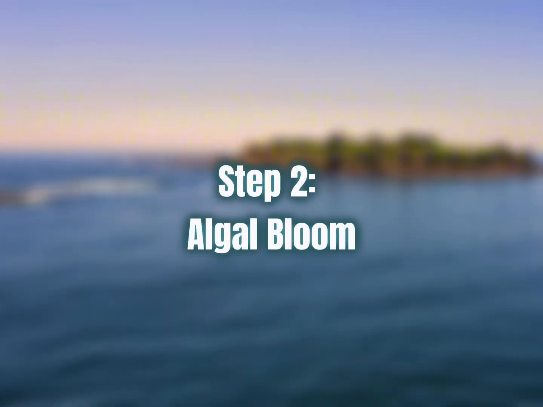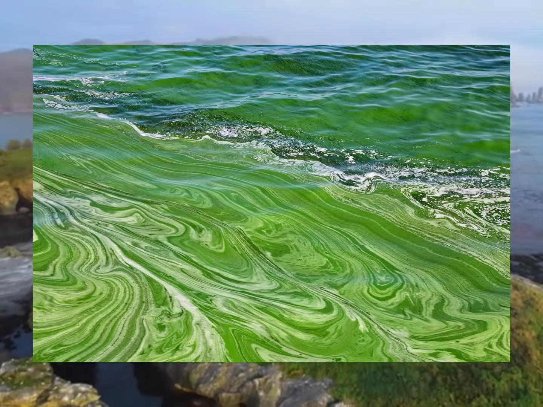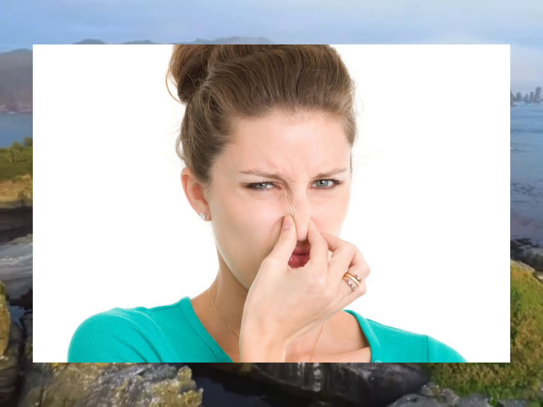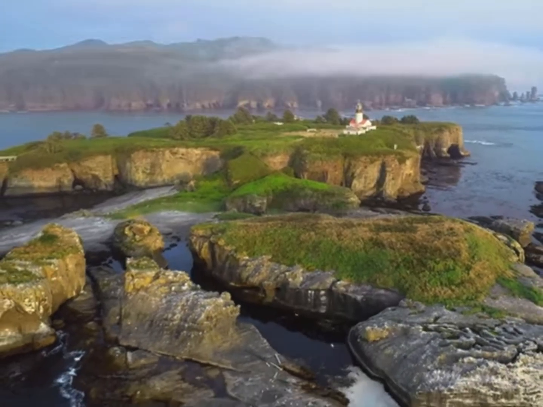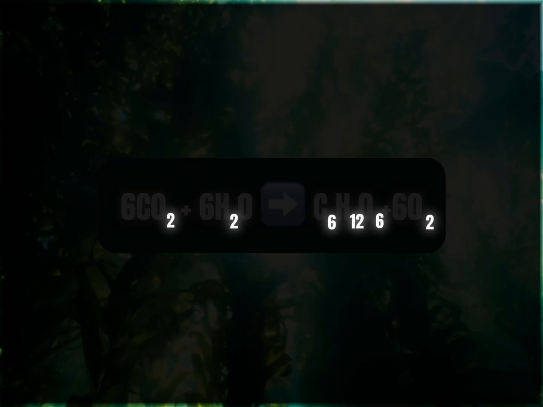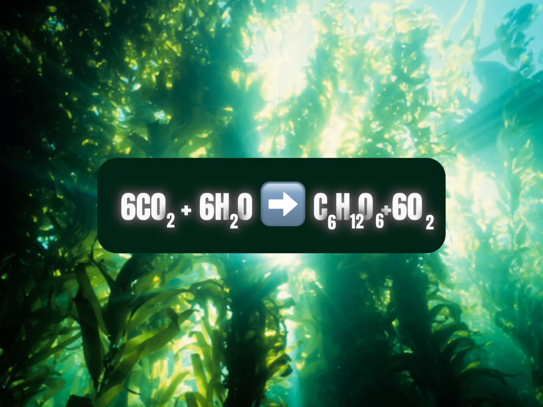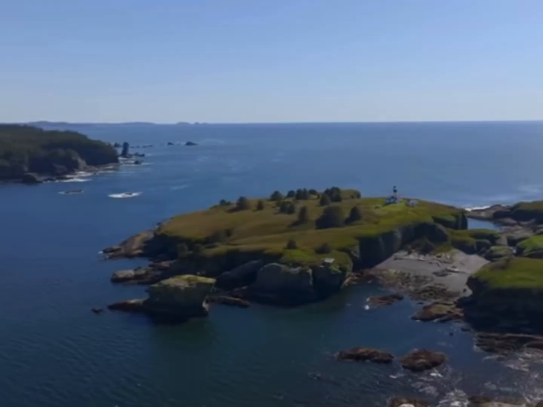Step 2. The algal bloom. Algae feed on the nutrients, growing, spreading, and turning the water green. Algal blooms can smell bad, block sunlight, and even release toxins. Chemically, algae use nitrogen and phosphorus to fuel photosynthesis. The simplified reaction looks like this. During the bloom, the algae are actually producing oxygen, which sounds good until the algae die.